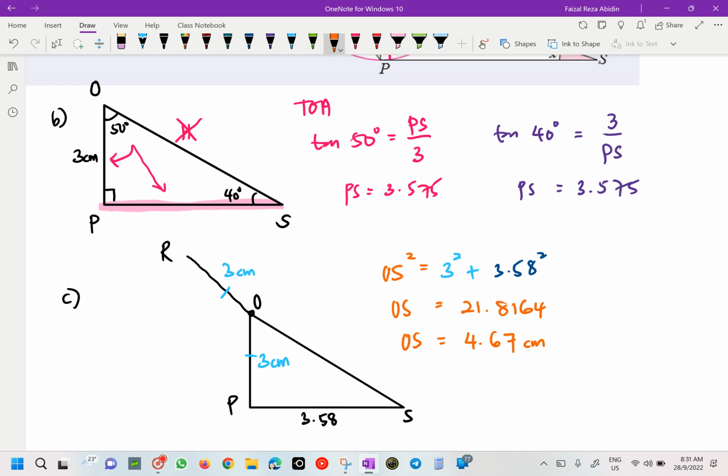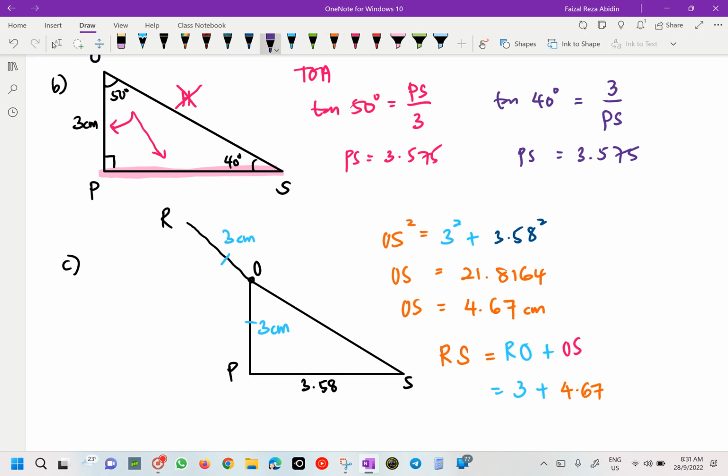But the question is not asking for the OS. The question is asking for RS. So we know that RS is going to be from R to O plus O to S. So R to O we have already, that one is 3 centimeter. O to S we have already 4.67. So the total you are going to have over here is going to be 7.67 centimeter. Can, class?